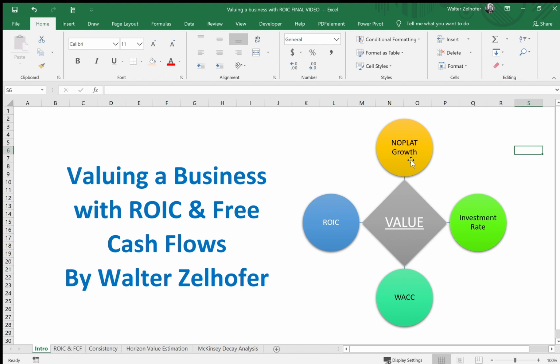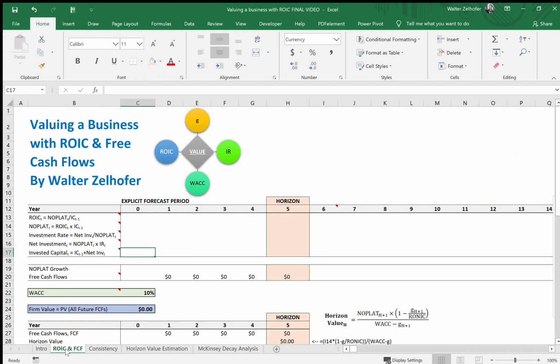Any business is going to derive its value from these four drivers. You have the return on invested capital, the growth rate, how much the business reinvests back into itself, and the weighted average cost of capital, which is your discount rate. These four drivers determine the value of any business. So let's see how this all fits together and how this works.